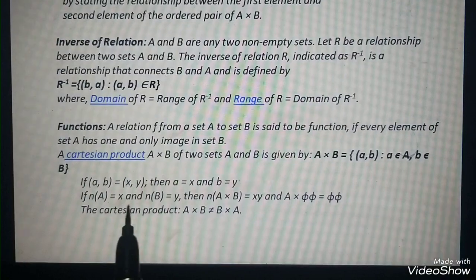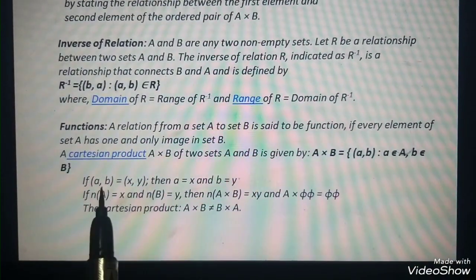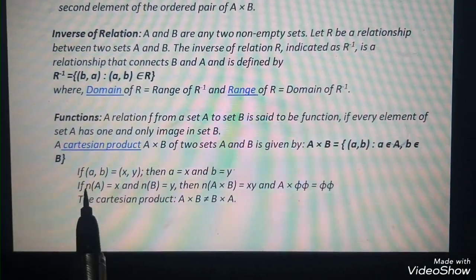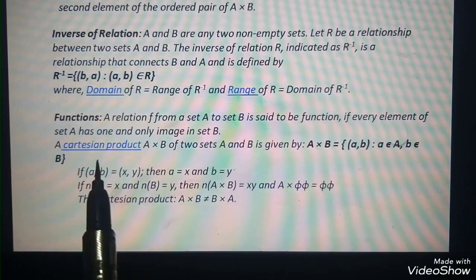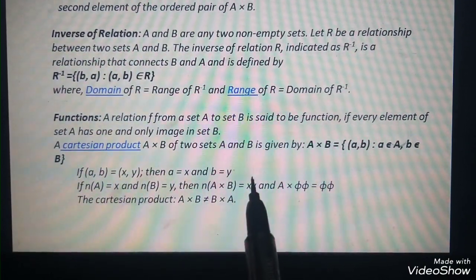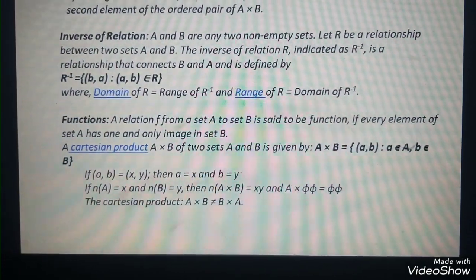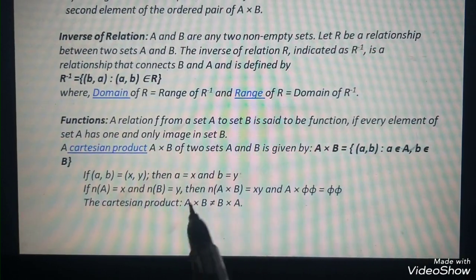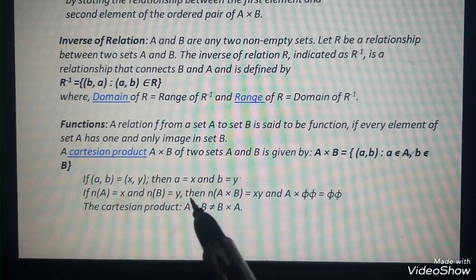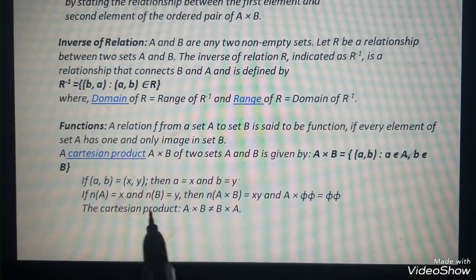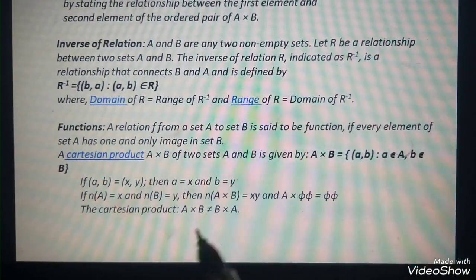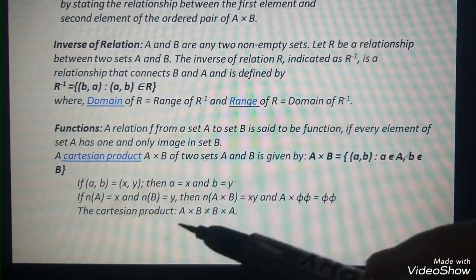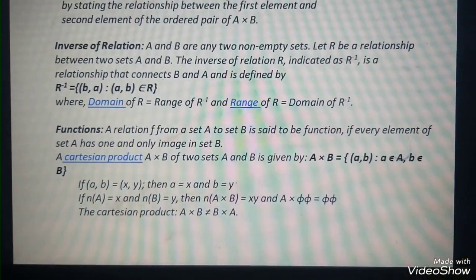Then n of A is equal to x and n of B equal to y. Okay, n of A means the number of elements in set A. That is n of A is equal to x, n of B means y. So n of A cross B is equal to xy. Okay, for the Cartesian product, A cross B is not equal to B cross A. It is generally not equal. Cartesian product can be written as A cross B is not equal to B cross A. When we apply it in examples, this can be possible or it can be not possible.